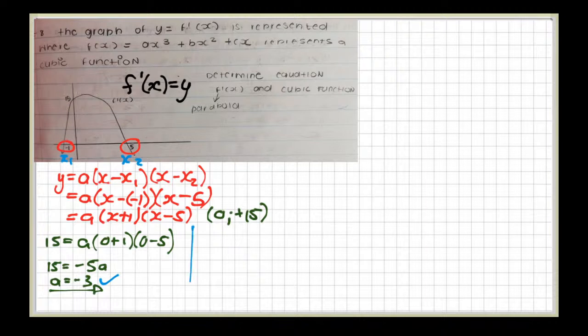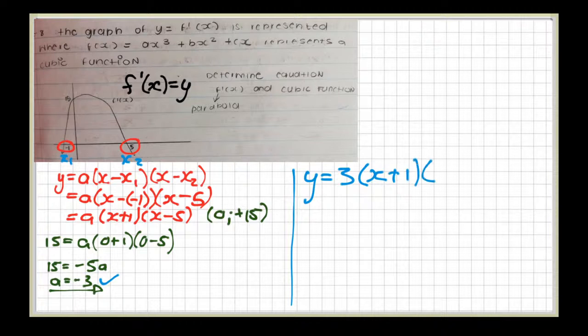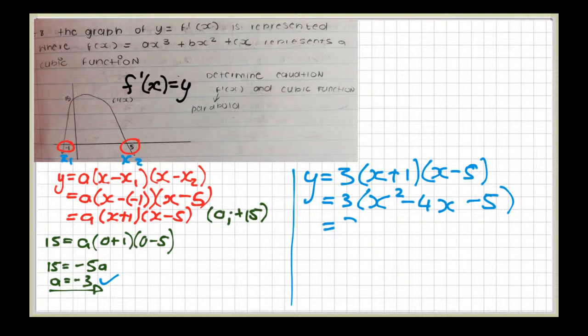So let's finish off this one. I'm just going to go over to the side here. I have y equal to negative 3(x plus 1)(x minus 5). So this gives me 3(x squared minus 4x minus 5). So y is equal to 3x squared, sorry, that's negative 3. I'm so glad I picked up on that. Plus 12x plus 15.